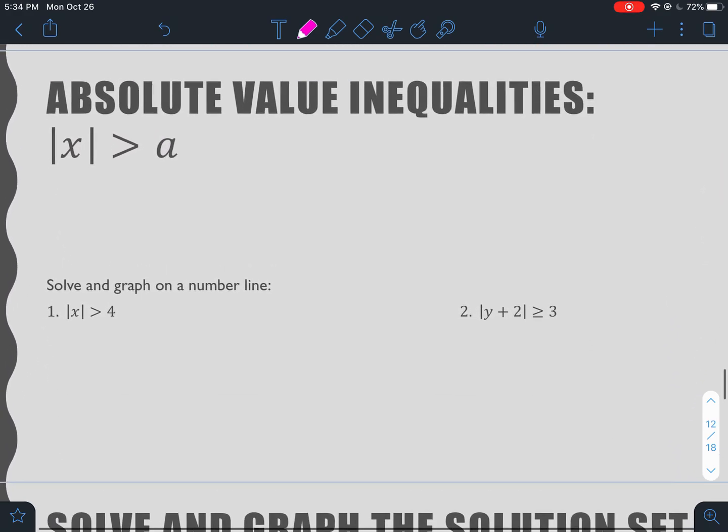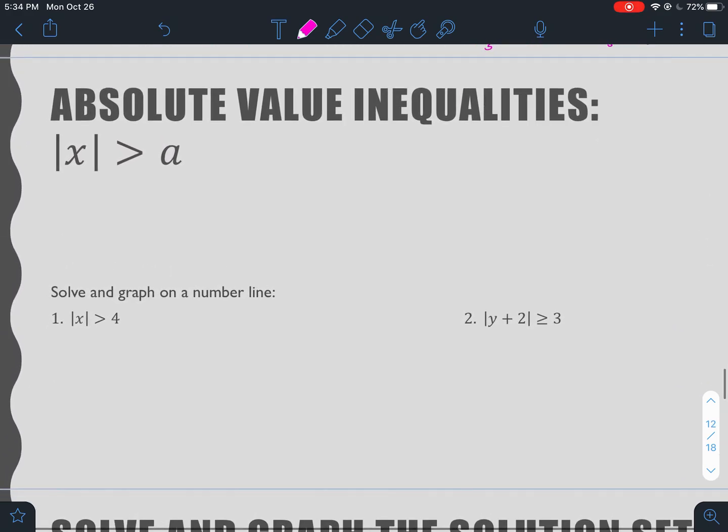What if my absolute value goes the other way? So I want the absolute value of my expression or my variable to be greater than a value. So for instance, if I want the absolute value of x to be greater than 3, then that means instead of looking at it and being like, I want the numbers in between negative 3 and 3, I want the absolute value, I want its distance away from 0 to be bigger than 3.